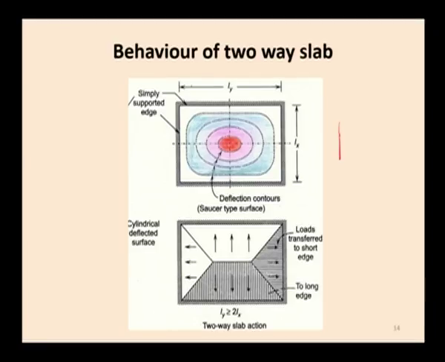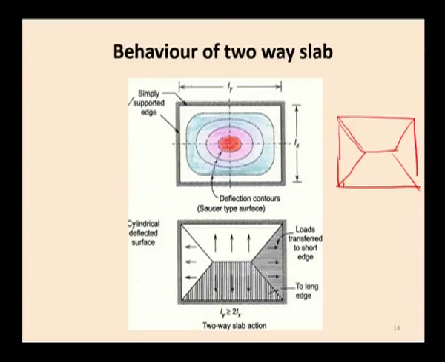So, this is the behavior of two-way slab. When the slab is spanned along both the directions, the load is also transferred to both the directions, on the wall or beam in the x and y direction. So, if it is a rectangular slab, the transformation of this load is like this.